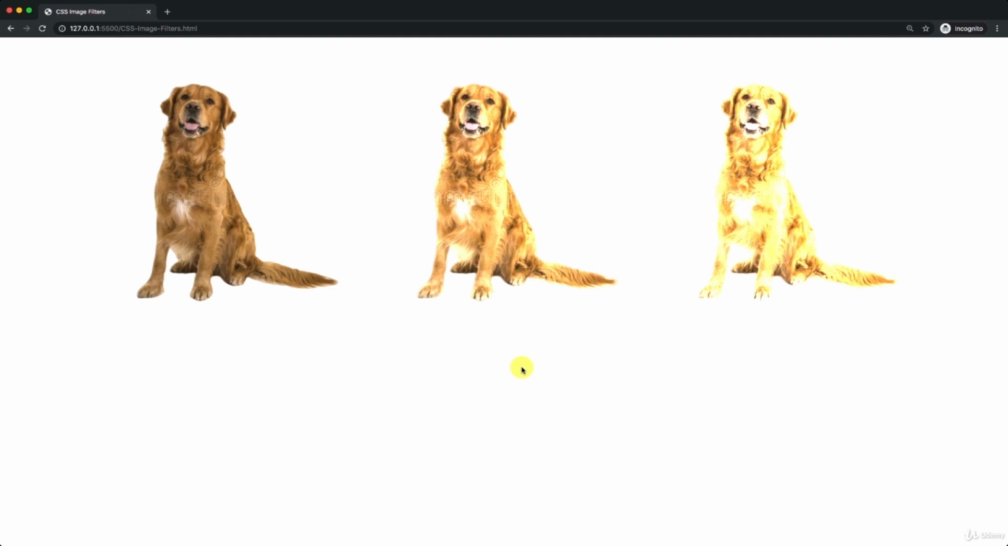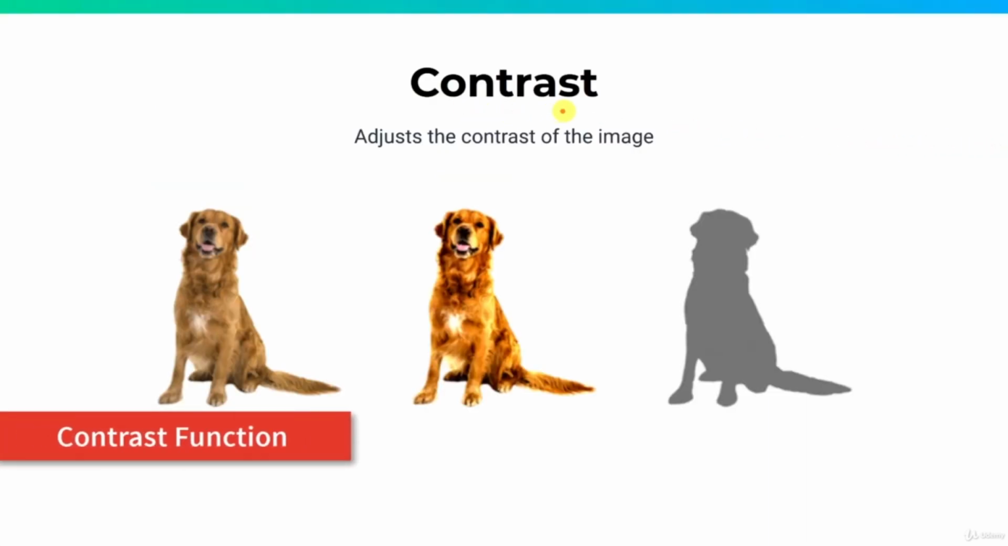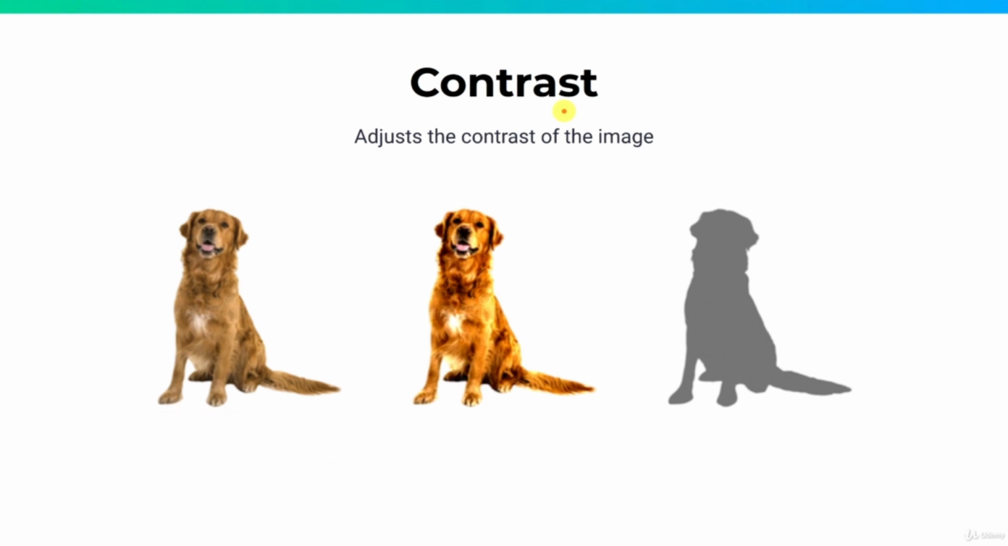So in this movie, we're going to talk about the contrast function in CSS image filters, which allows you to adjust the contrast of the image. So here's a demo. This is the original image, which has 100% contrast, and 100% is the default value for this contrast function. But what happens if you go beyond 100% or over 100%? Well, it will give you a more contrasted result like this. These have 200% contrast, which is 2 times more than this original image.